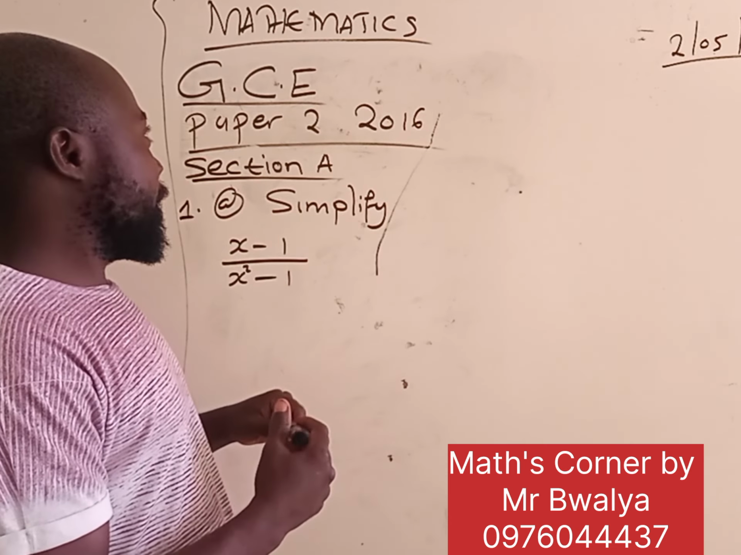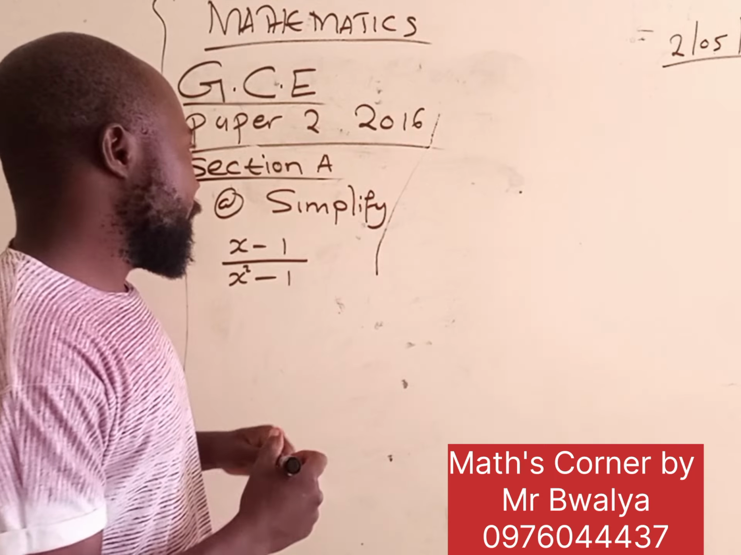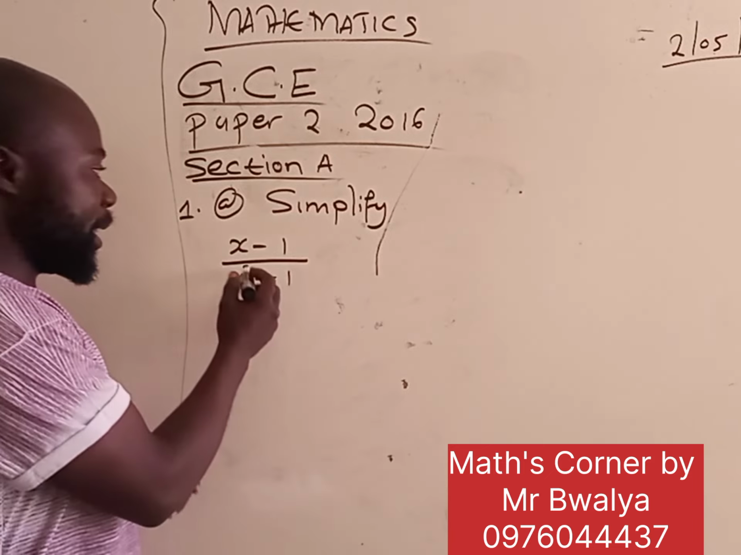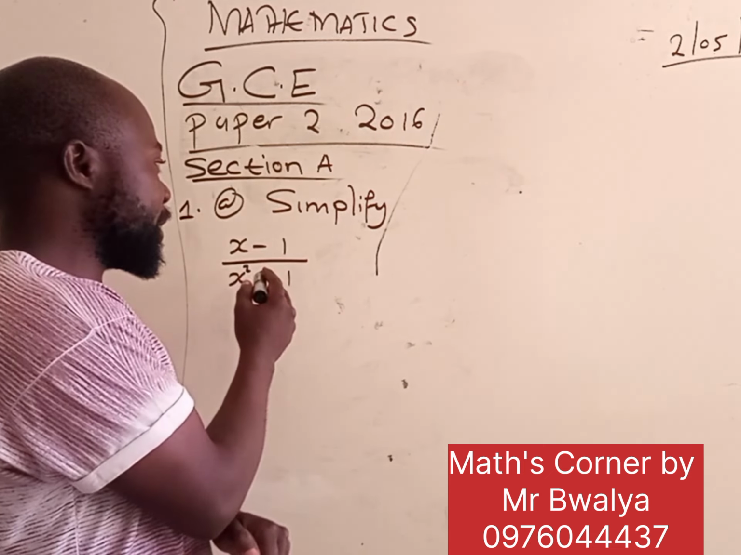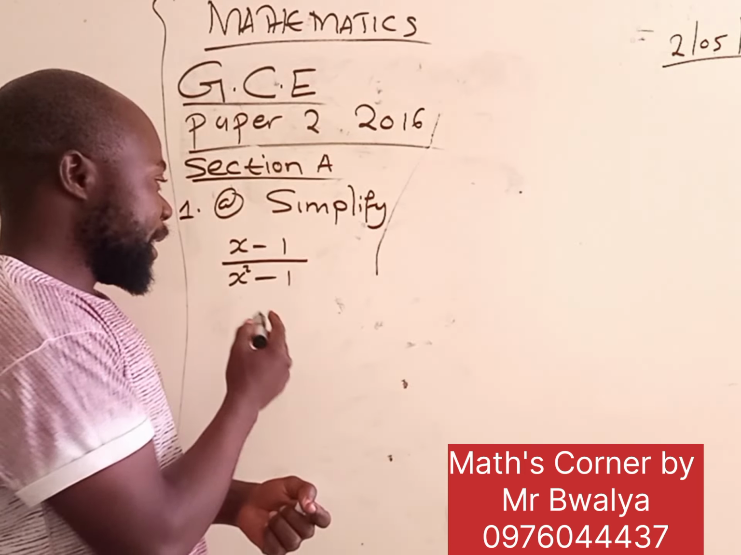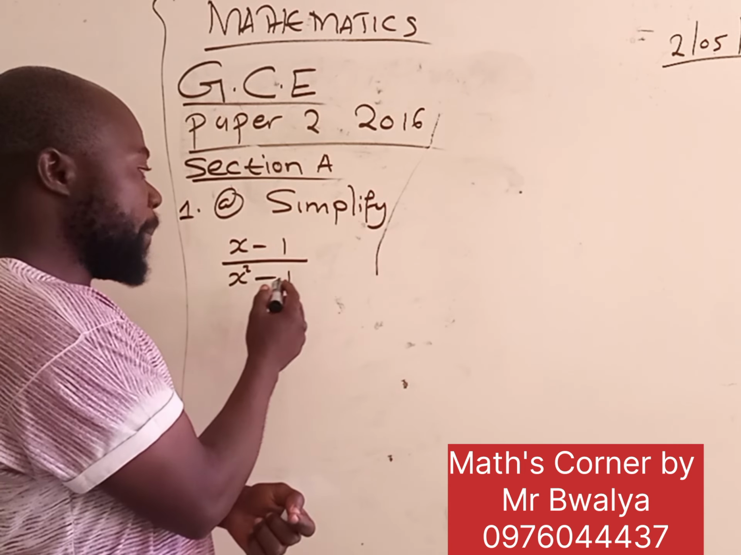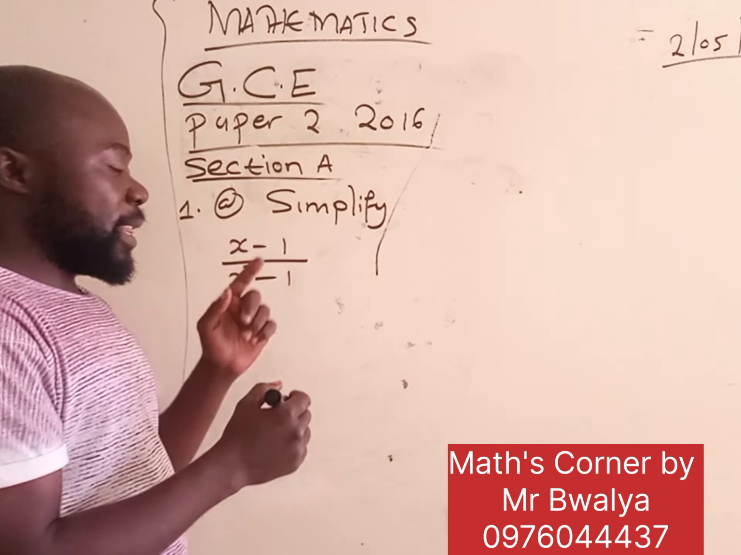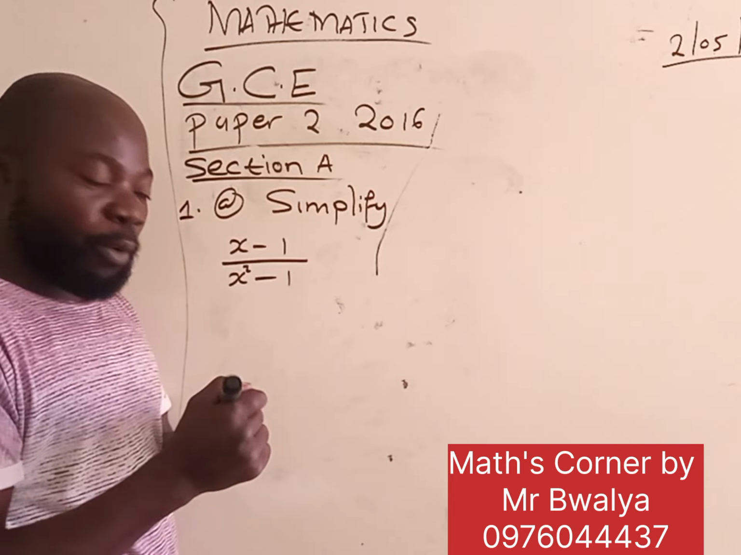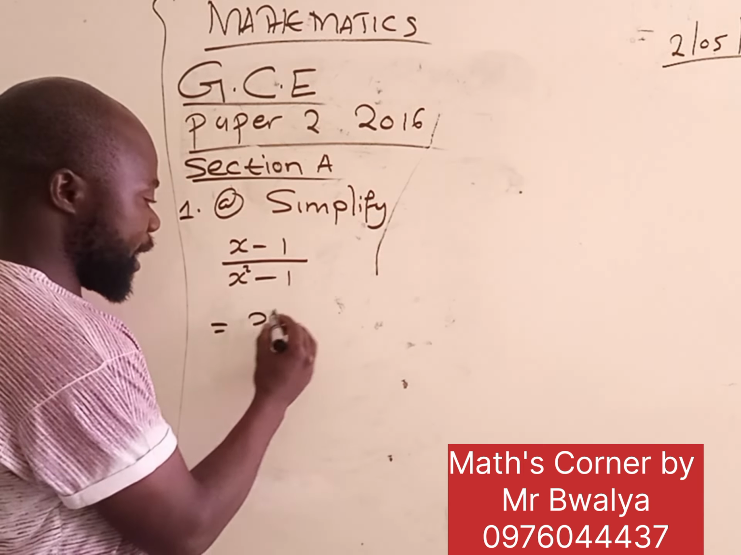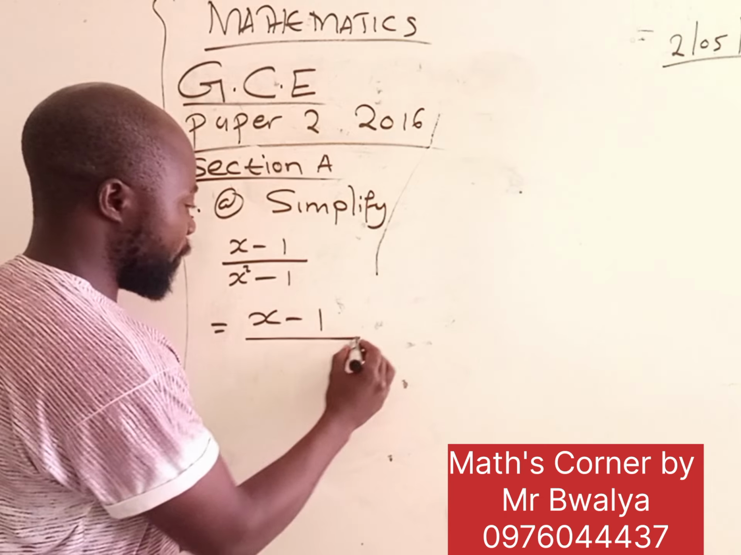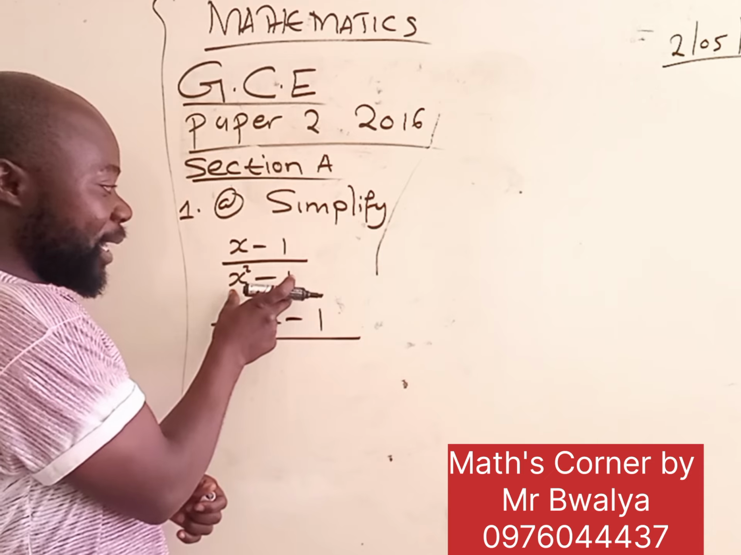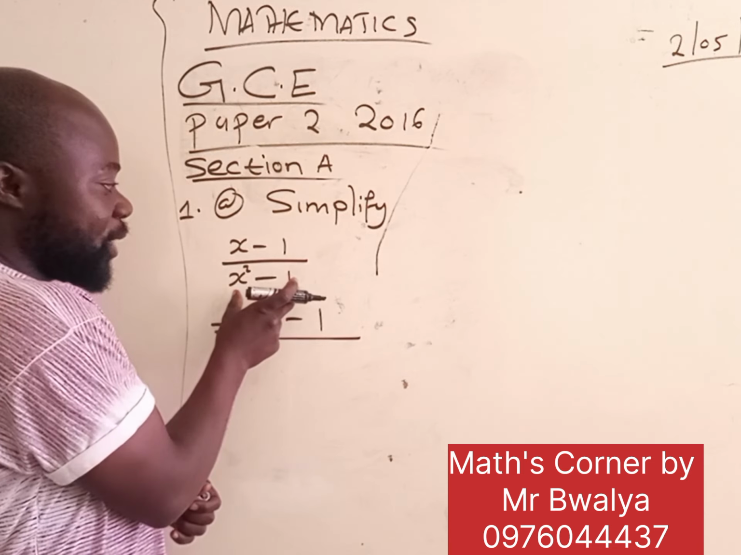So we're looking at GCE section A, where it says simplify. The question is given x minus 1 divided by x to the power 2 minus 1. The x minus 1 given on top is straightforward, so we say equals x minus 1 over. Then look at the denominator. The numerator is okay. Now look at the denominator.